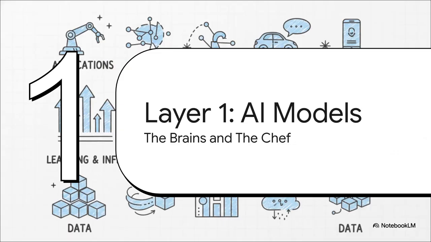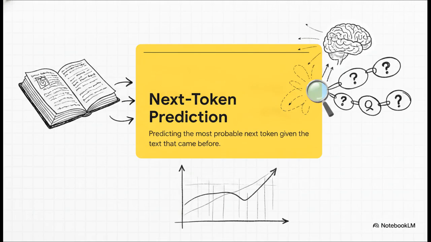Moving on to Section 2, Layer 1, AI models. This is the brains and the chef of the whole operation. Let's start right on the ground floor, where the actual intelligence of our recipe is forged. So here's the absolutely crucial point. These foundational brains, they aren't magic. They are fundamentally just executing something called next token prediction. It's basically a mathematical guessing game to figure out the most likely following word.